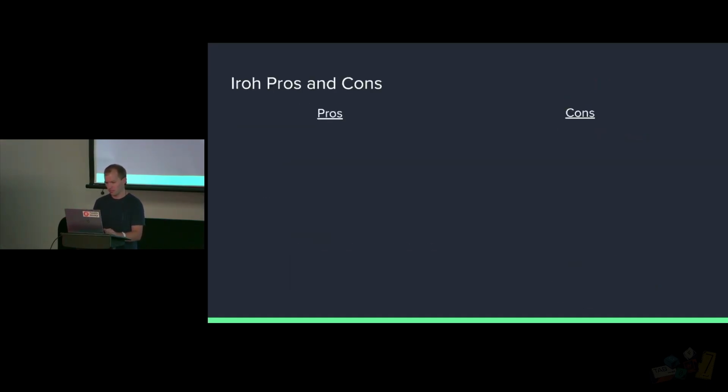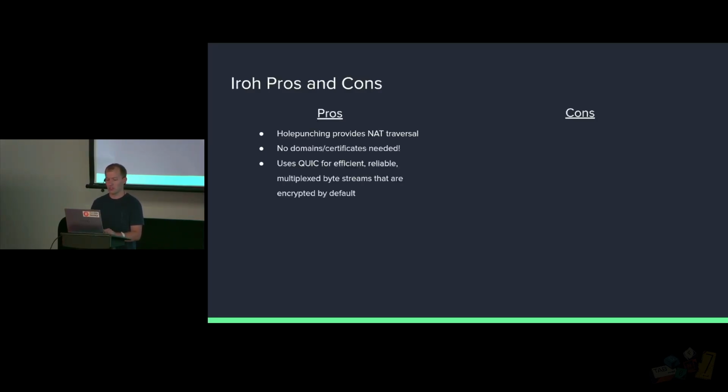Okay, so looking at Iroh, some of the pros and cons as well. The big one is the hole punching. The hole punching is what makes self-hosting and Fedimint possible. No domain certificates, so we kind of got rid of that necessity, and now more average users can maybe deploy these things. It uses QUIC for efficient, reliable, multiplexed byte streams. QUIC is the new transport layer of HTTP/3, so it's becoming more and more used now on the web stack as well. And then, like I said, it has this graceful degradation from direct connection to relay connection.